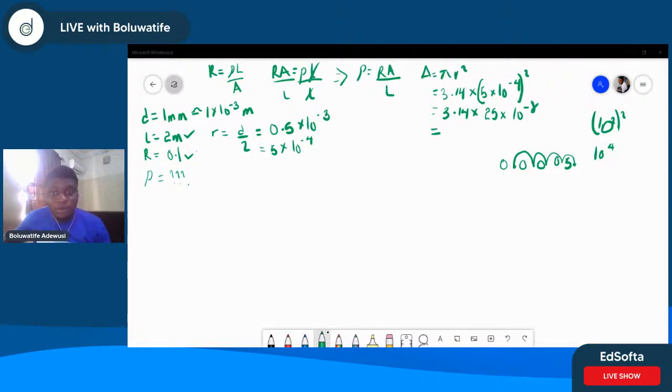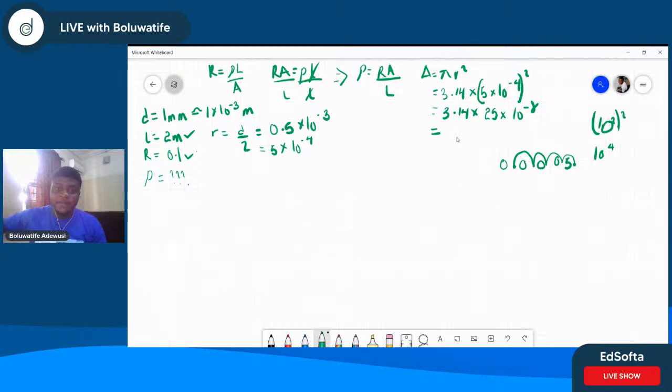Okay, so 3.14 times 25. That just gives me 78.5. So what I have is 78.5 times 10 raised to power minus 8. Okay, so now I have my area as what? 78.5 times 10 raised to power minus 8.